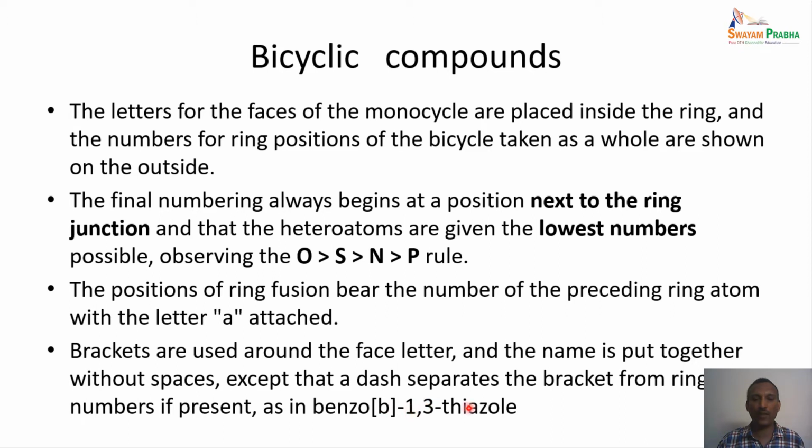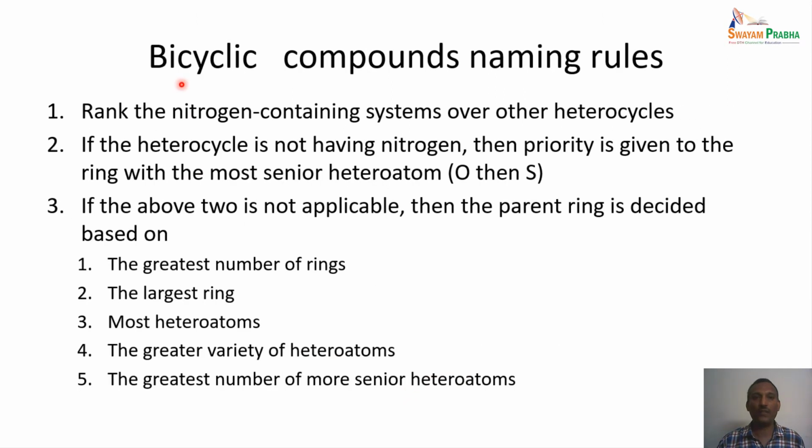And then 1,3-thiazole. Thia means it is having a sulfur, azole means it is also having nitrogen. So the base unit is a nitrogen base unit containing sulfur as the heterocycle, and both the atoms are present in 1 and 3. So we will extend the bicyclic naming rules. Now these rules we have already seen in the previous session.